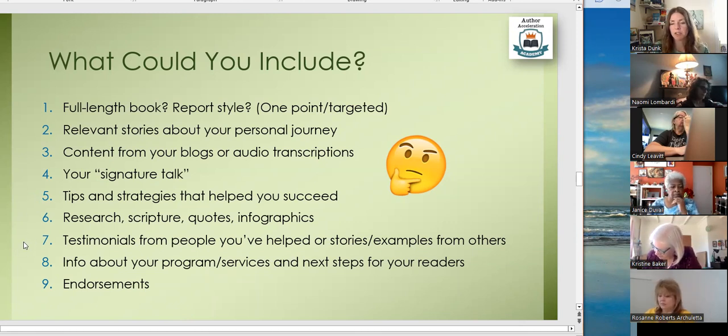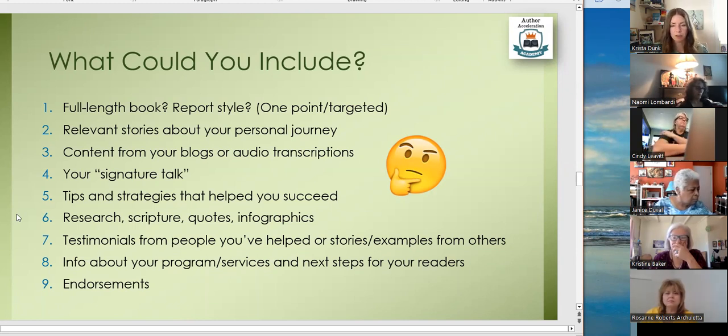Number 5, tips and strategies that helped you succeed. Yeah, that's obvious if it's that kind of a book, and I think actually all lead magnet books can be this kind of book. In some way, in some voice, you can talk about tips and strategies that helped you succeed or overcome or move forward or build something. I think even in fiction, there's a way you could write these wisdom nuggets and things like that too.